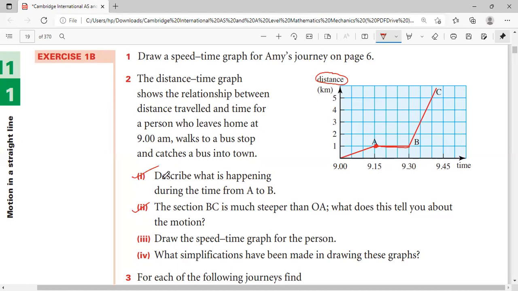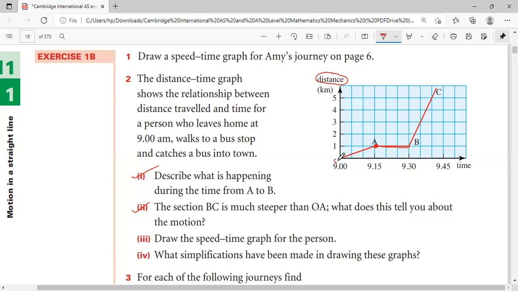Amid, read. The section BC is much steeper than OA. What does this tell you about the motion? Yes, BC is steeper. As I told you, you have calculated different speeds also. So what will this steepness tell you? क्या पता चल रहा है इसकी steepness से? BC is steeper than OA.